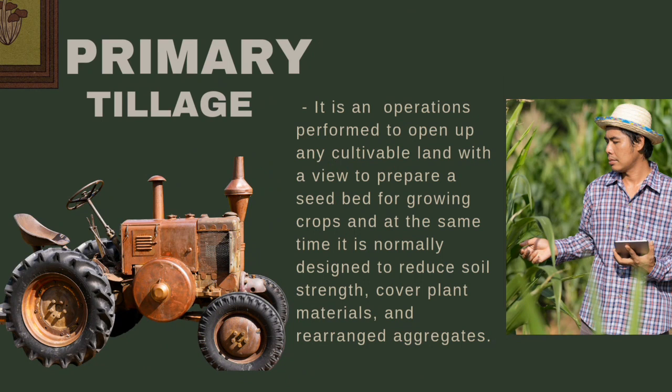Primary tillage. Primary tillage is an operation performed to open up any cultivable land with a view to prepare a seedbed for growing crops, and at the same time, it is normally designed to reduce soil strength, cover plant materials, and rearrange aggregates.